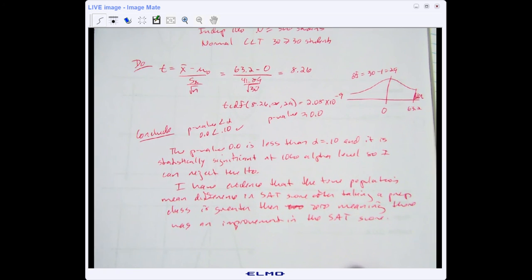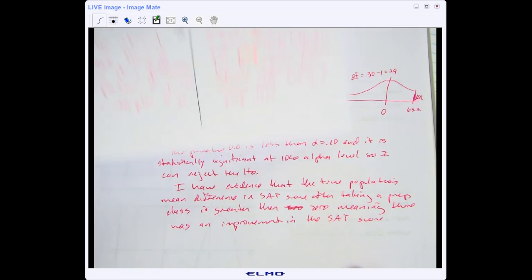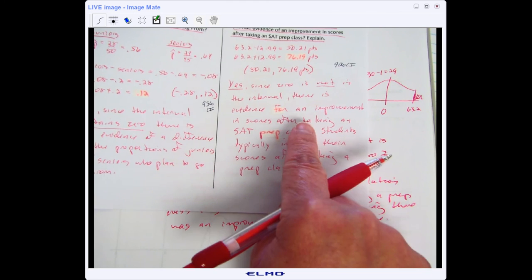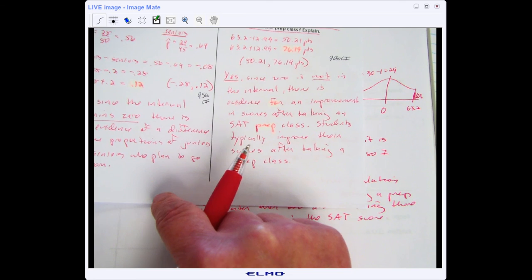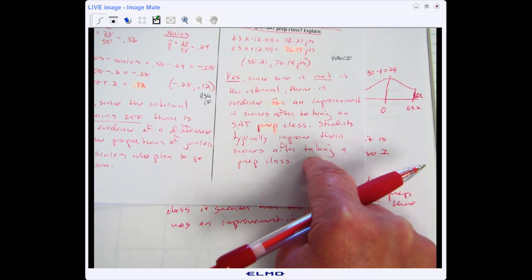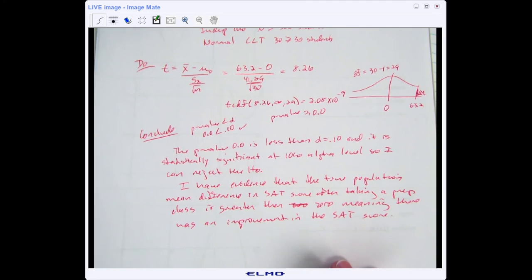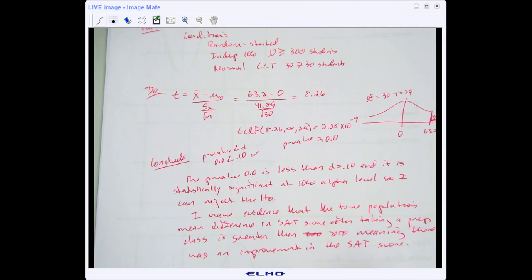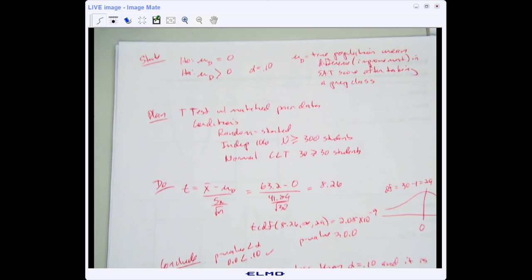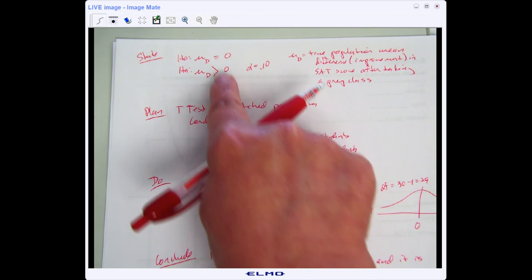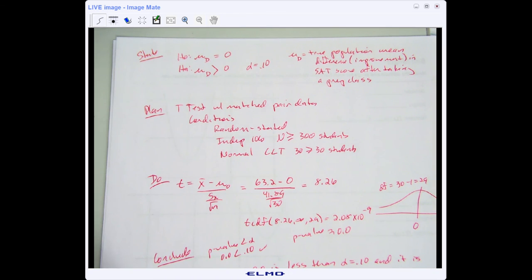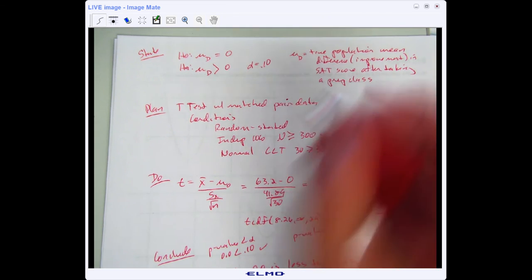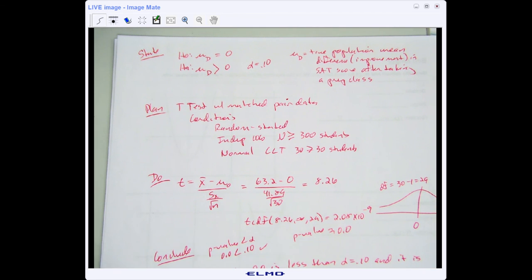Again, that is the same conclusion I came to from my confidence interval. Since 0 is not in the interval, there is evidence for an improvement in the scores after taking the SAT prep class, and since they were both positive, students typically improve their scores. Again, I lump this in with the two samples, but it's not really two samples. It's one sample, a one sample matched pair, and I'm looking at the difference between before the treatment and after the treatment. I hope this was helpful, and I will see you all next time.